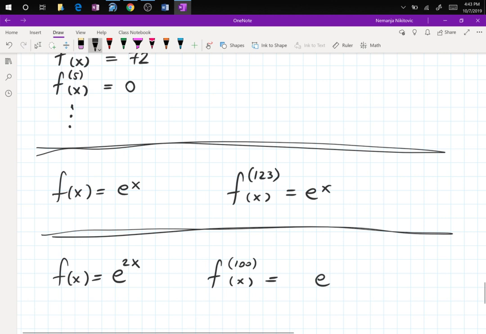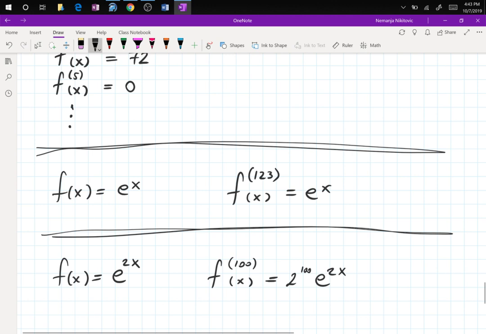So we do all agree on e to the 2x, we just don't agree on a constant here. What happened? Every time you take the derivative, what pops up? A 2. Yeah, 2 times. 2 to the power of 100, nice.